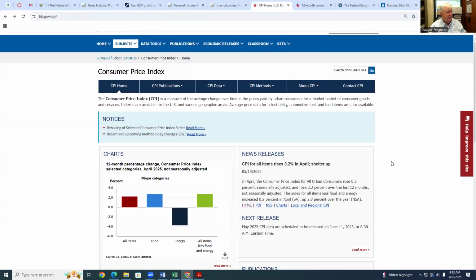If you look at the consumer price index, that's just looking at a basket of groceries now compared to last year. It measures the average change over time in the prices paid by consumers for a market basket of consumer goods. So you can look at things like food.